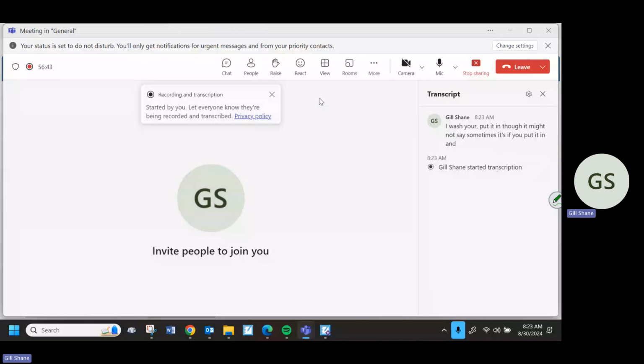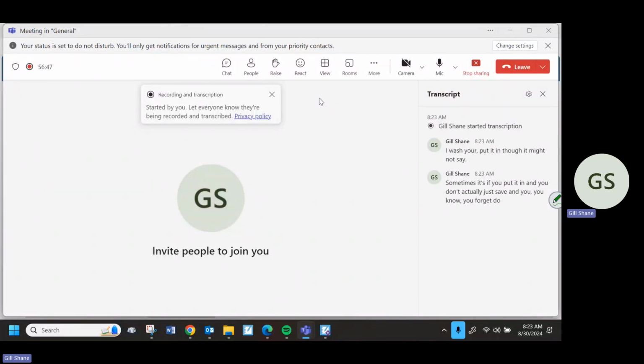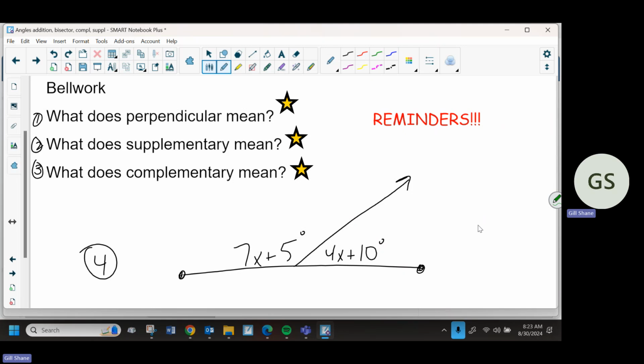Sometimes, if you put it in and you don't actually hit save, and you forget to do something else, I do that every once in a while. Like, I was grading my notes, took my notebook, I started my computer, but my grade's still at a 0. I would ask her, I mean, just say, hey, I was watching you when you put it in, but my grade still shows a 0.